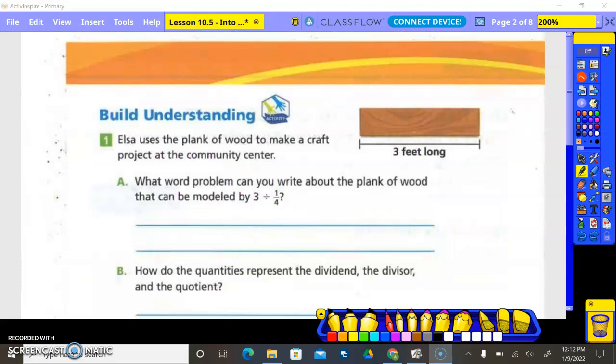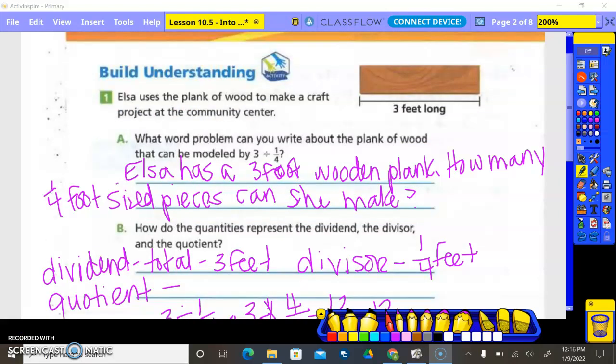Build understanding. Elsa uses a plank of wood to make a craft project at the community center. What word problem can you write about the plank of wood that can be modeled by 3 divided by 1/4? Okay, so for letter A, the word problem we came up with is Elsa has a 3-foot wooden plank. How many 1/4-foot size pieces can she make?